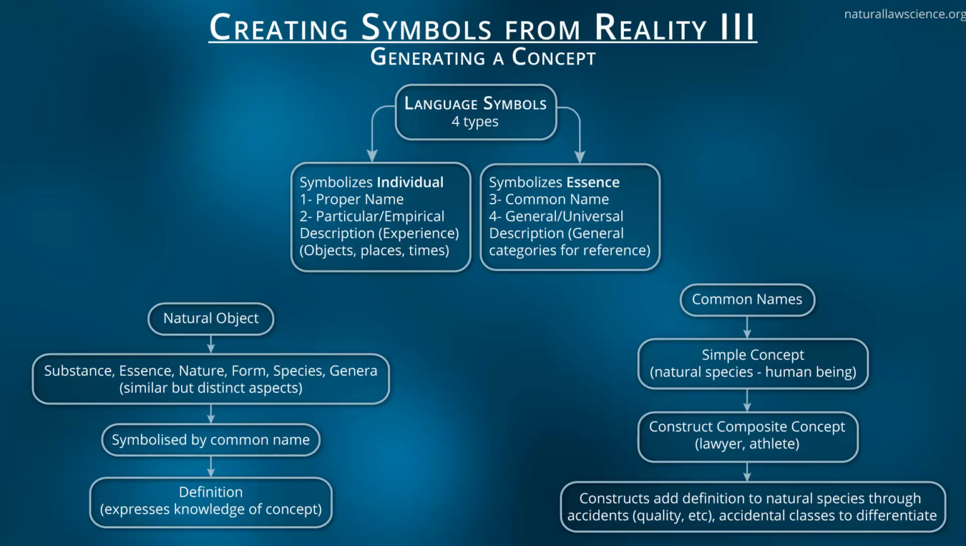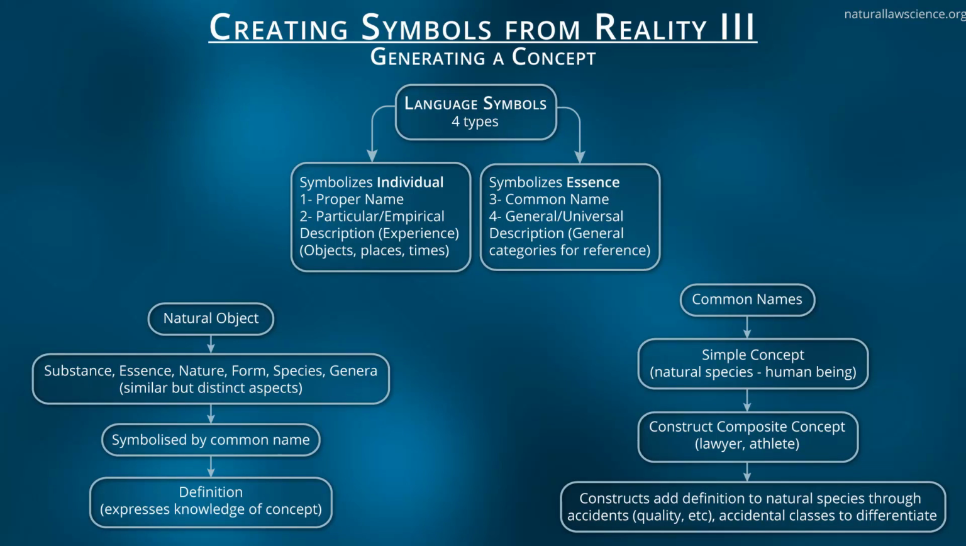We need these symbols to communicate about these things in reality. So the individual can be a proper name, the essence can be a common name. The individual is a particular empirical description or experience. It's an object, place, time, something that experiences in reality as the thing itself, and the essence is the general universal description, general categories for reference, so the things that things belong to. Human, cat, dog, belong to the general of animal, the genus.